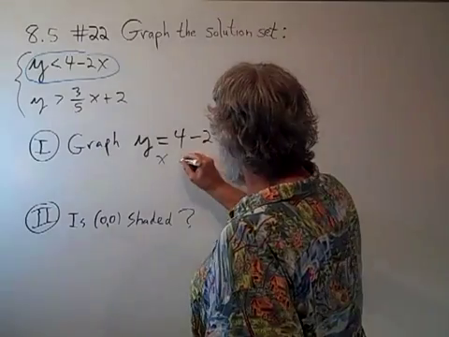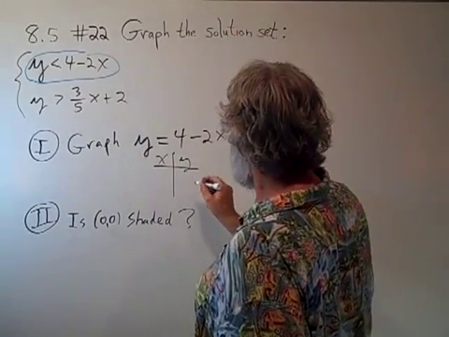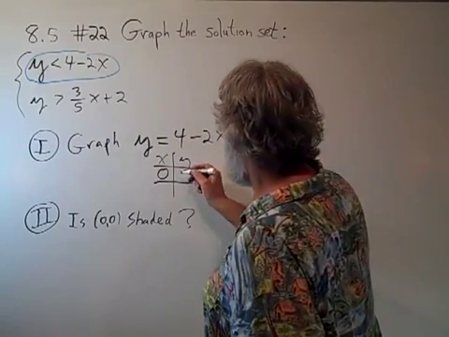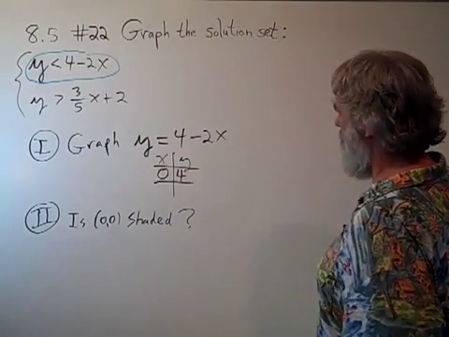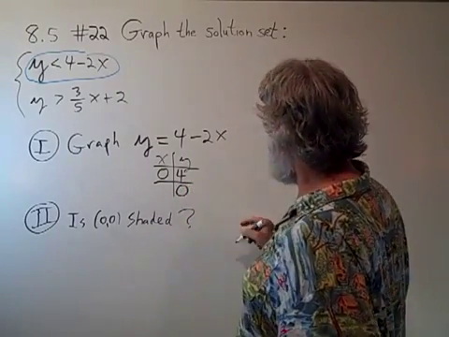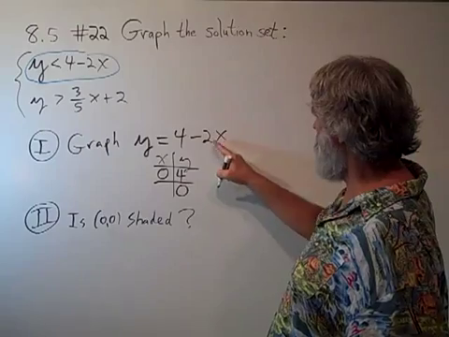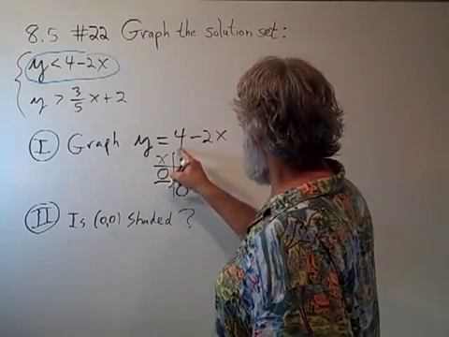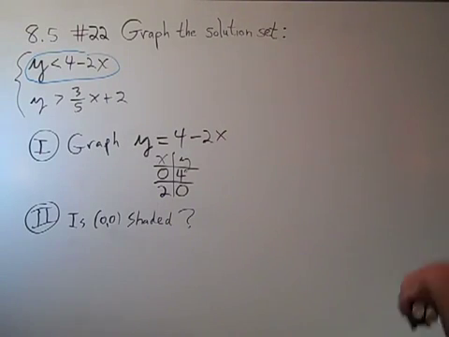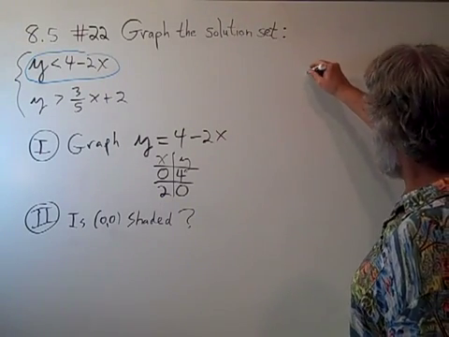To graph that, we need 2 points that are on the graph, and if x is equal to 0, then y is equal to 4. And on the other hand, if y is equal to 0, then x must equal 2. So 2 times 2 is 4, and then 4 minus 4 would be 0. So those are 2 points on the graph, so we can graph that line.